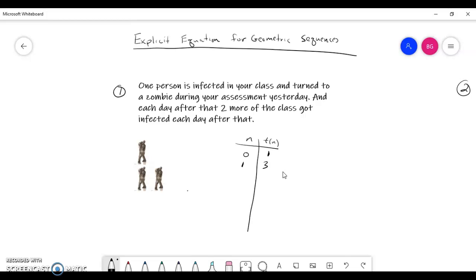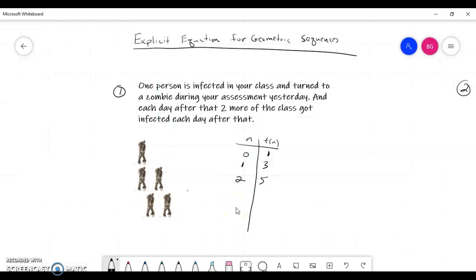Okay, so this is going to keep happening again. Now on day 2, think about how many zombies you'll have. What I want you to do now is pause the video and try to finish the table. Okay, now resuming the video. Now that you have this table done, on day 2 you should have 5 zombies. You should have infected 2 more people in the class, which gives you a total of 5 zombies.